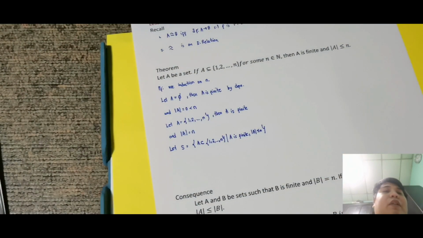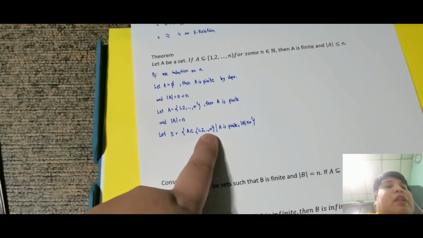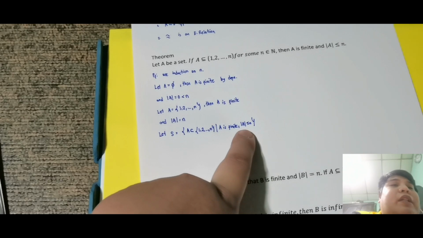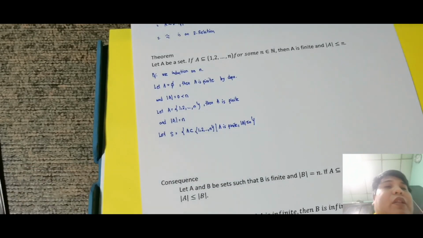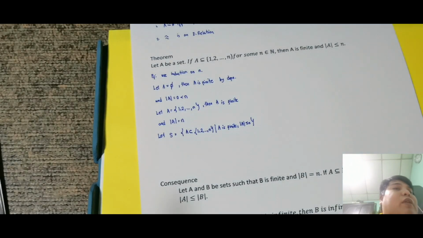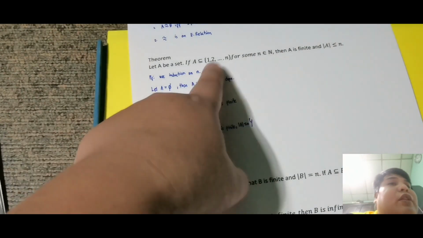Okay, so naglet ako ng set na kung saan si A subset lang ng 1, 2, 3, dot dot dot up to n such that si A finite, such that yung cardinality of A is less than or equal to n. Siya yung set na may lamang mga subset. Okay, mga proper subset ni 1, 2, 3, dot dot dot up to n. So wala na dyan si empty set, wala na dyan si mismong set na ito.